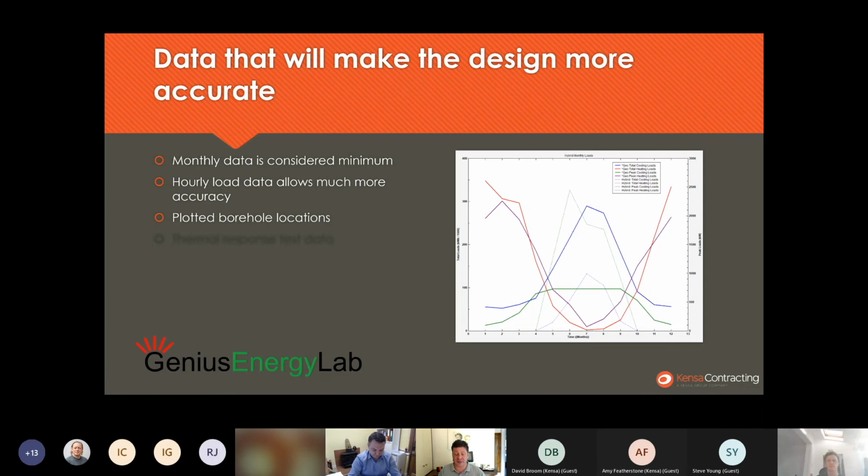The other thing that's really beneficial, and those who've been at Kensa for any time at all will understand, is that we're always asking, can we have plotted locations for boreholes? If we've got 2 boreholes that are a bit closer together and 2 boreholes that are a bit further apart than a regular grid, that's going to impact the performance of that system. And almost always when you go to plotted locations, as opposed to just a regular grid, you're saving borehole numbers or borehole depths, overall drilling depths as well.